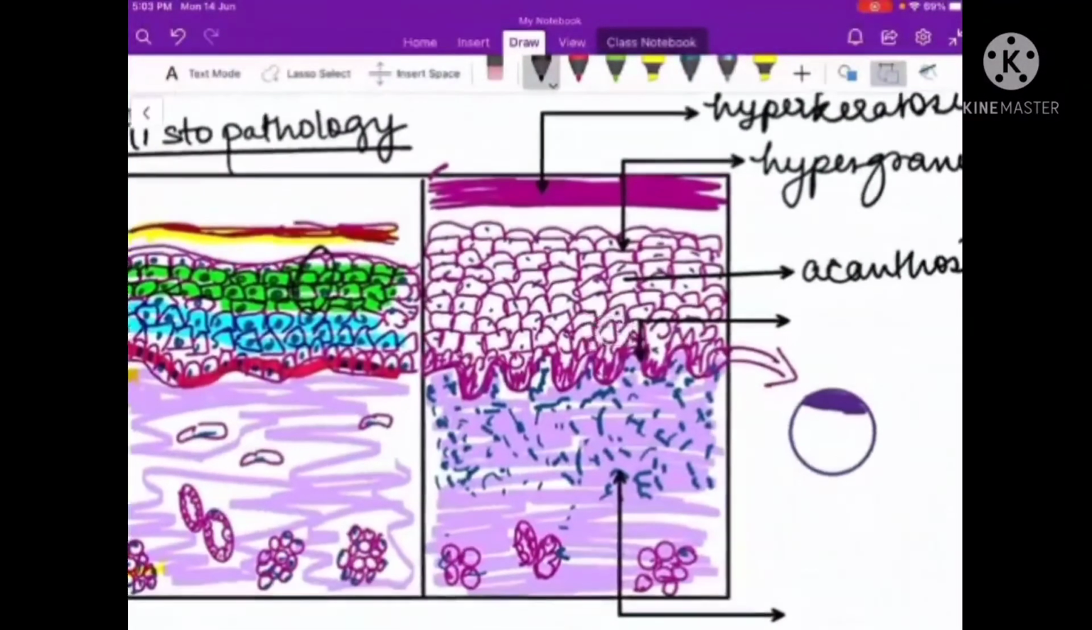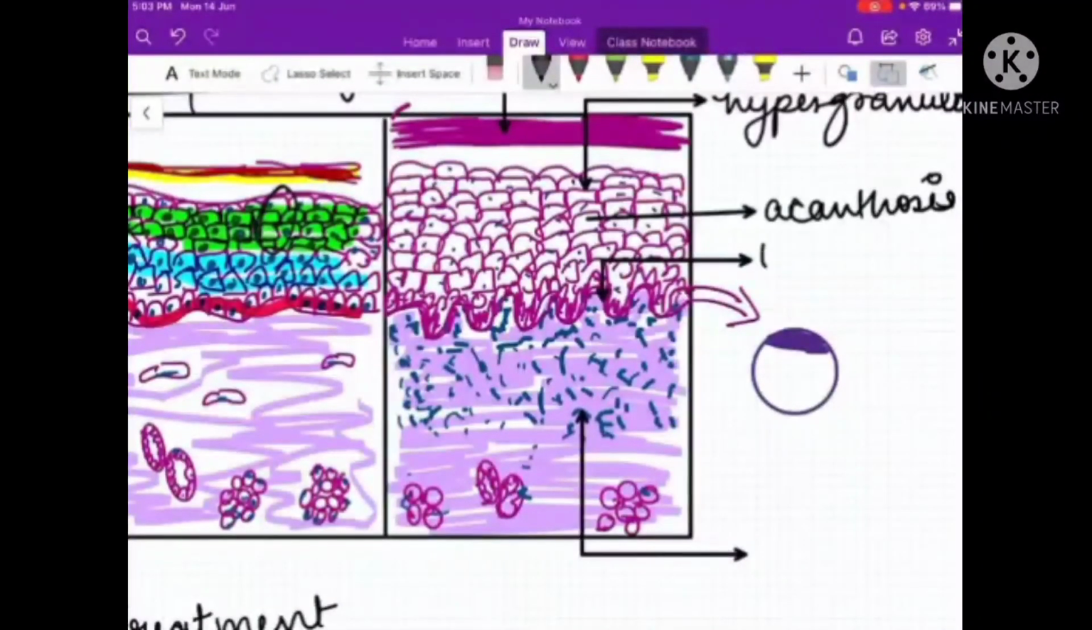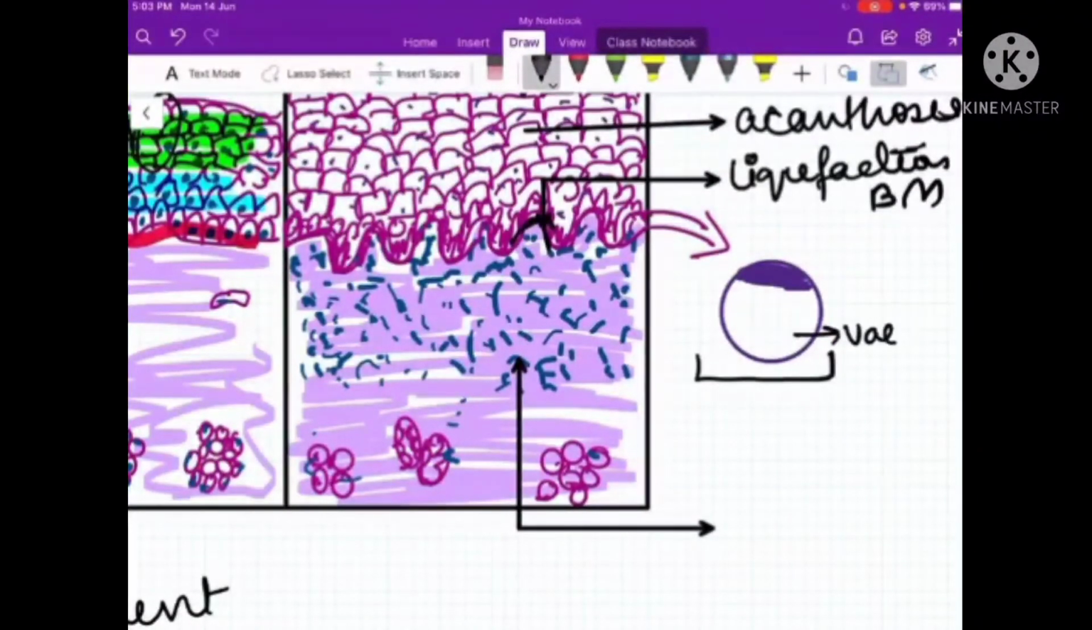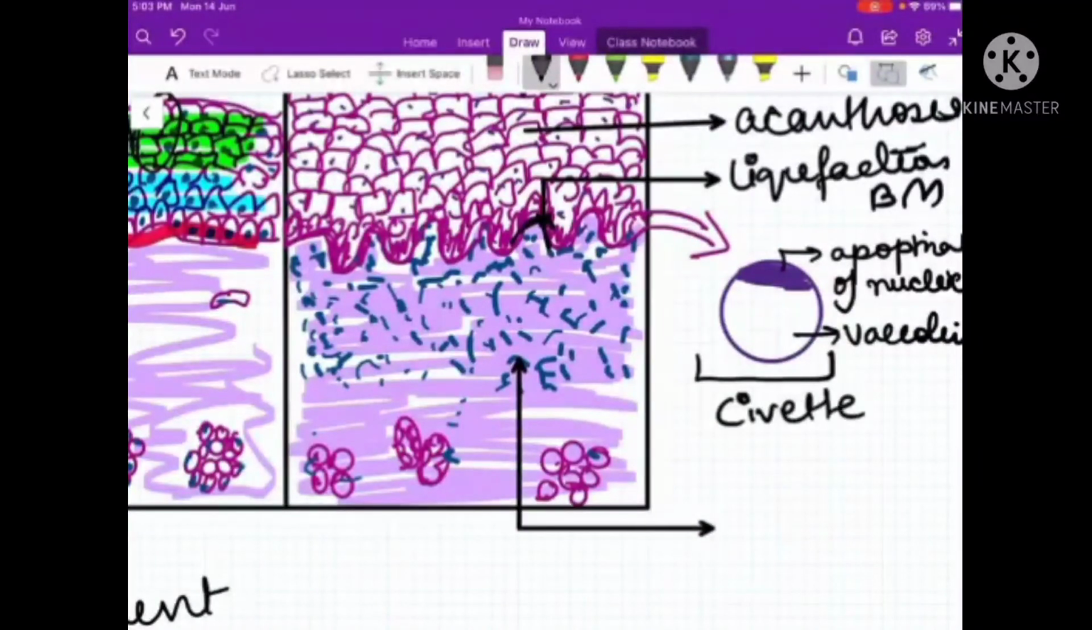Along with that, we can see liquefaction of the basement membrane. Along with that, in the stratum basale layer, if we consider this to be a cell, there is vacuolization and there is apoptosis of the nuclear body. This is called a civatte body.